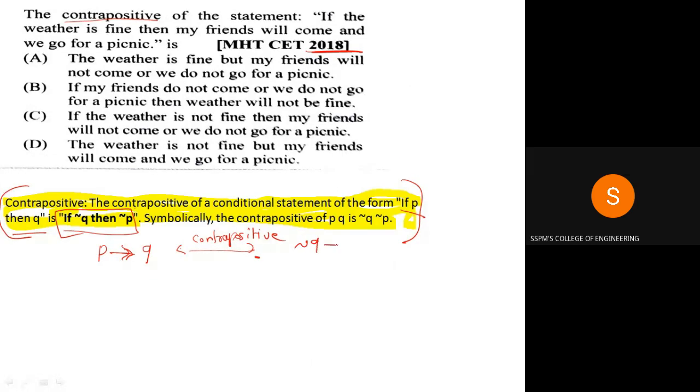Negation of Q implies negation of P. But what is P here? We will first write what is P here.